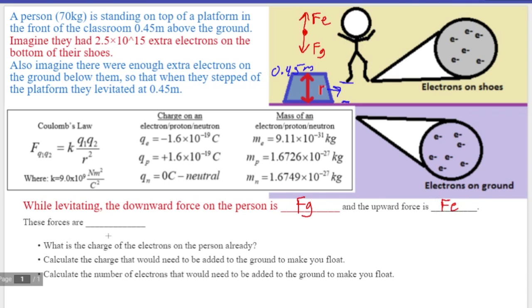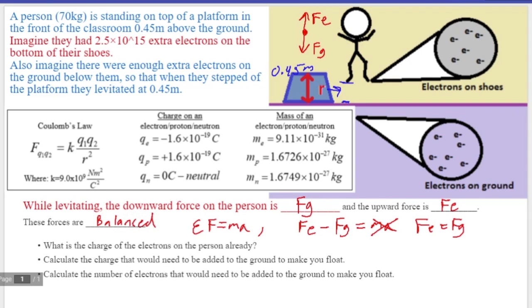Next, these forces are blank. Well, again, keyword, levitating. And because they're levitating, that means that they're not moving. If they're not moving, that reminds us that net force is equal to ma. If we take the forces that point up, in this case, electrostatic, minus the force that point down, and set that equal to ma, we can figure this out. We know that because they're levitating, they're not moving, so this is just 0. Meaning that the electrostatic force is equal to force gravity. Therefore, these forces are balanced.